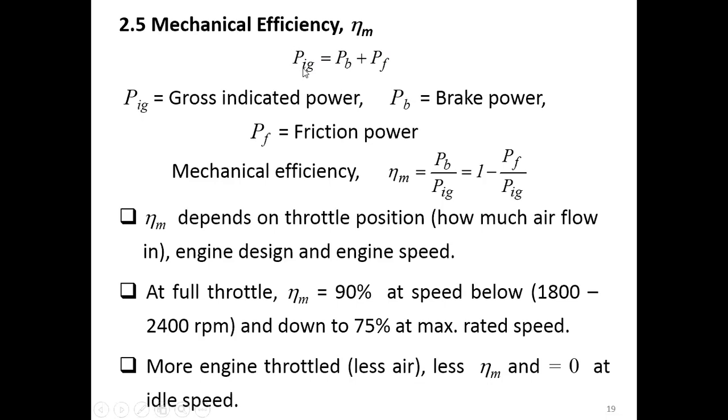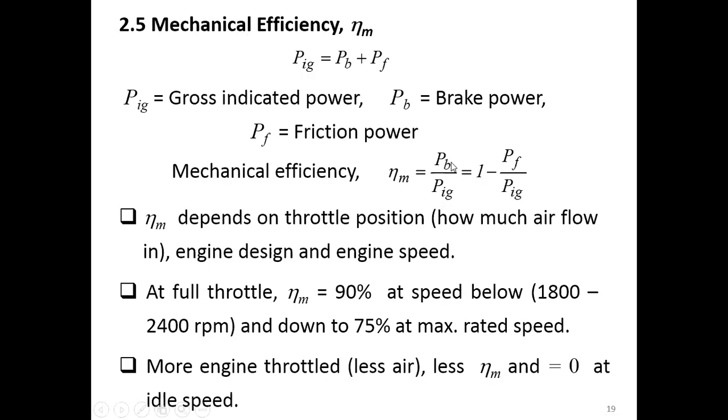And this gross indicated power is equal to the indicated work times the engine speed divided by the number of crank revolutions. The indicated work, we get it from the cyclic integration of pressure times dV. So we can either find it from the left-hand side, inside the engine, or from the right-hand side, outside the engine. Both are the same.